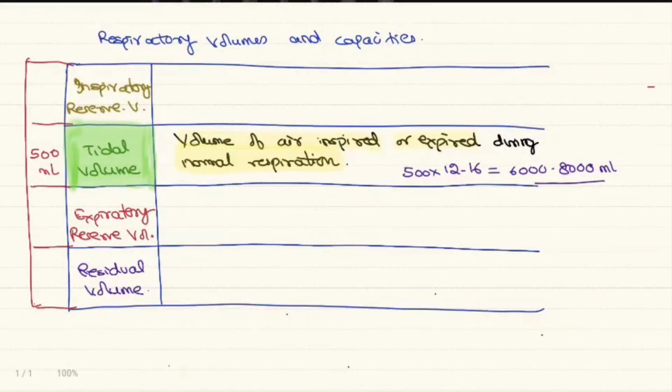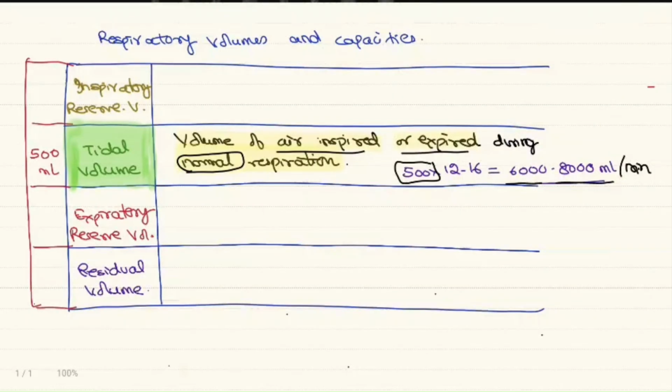I think this is clear. So the first one is tidal volume. Tidal volume is the air which we inhale or exhale during normal respiration. For one time it is 500 ml, and for a minute it is 6,000 to 8,000 ml.